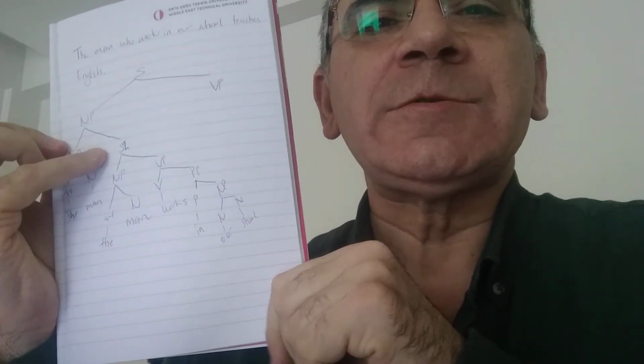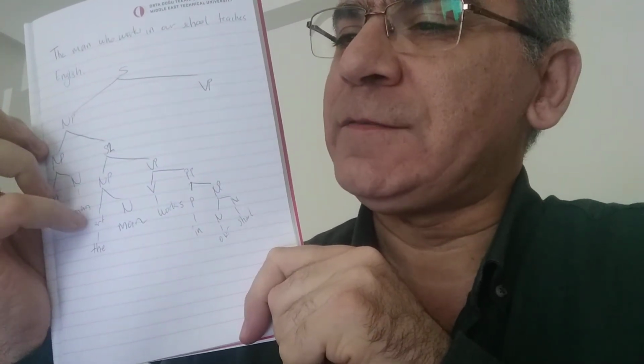Okay. So, sentence 2 is divided into two. Noun phrase, verb phrase. In the noun phrase part, we have the man, article noun. In the verb phrase part, we have verb, works, and prepositional phrase, which is divided into preposition in and noun phrase, which has two nouns, our school. In the top sentence, we do not repeat the man. We say the man who. So the second the man becomes who here.